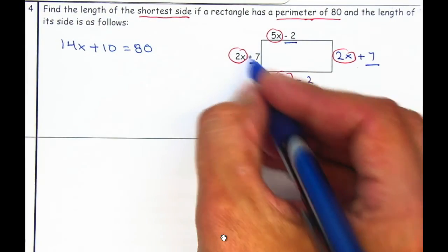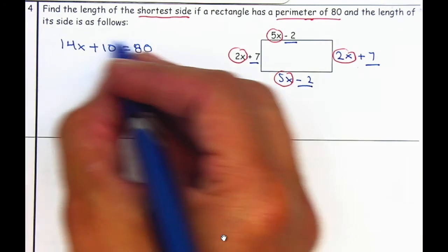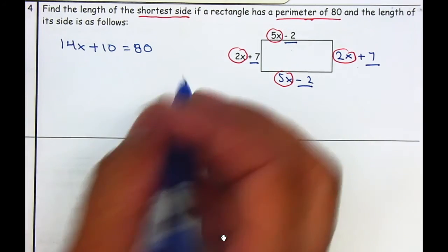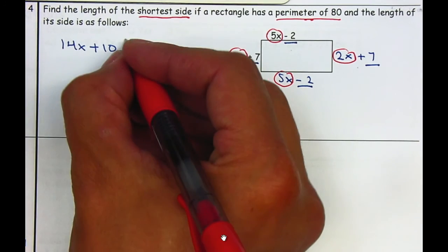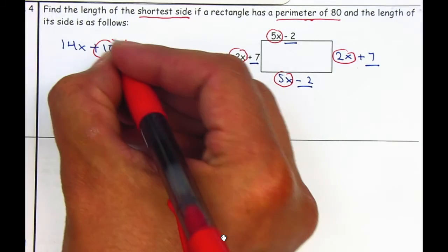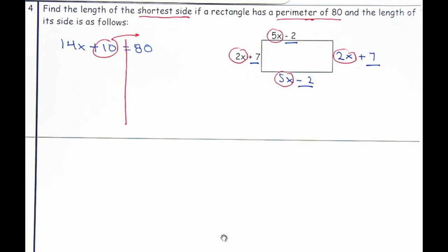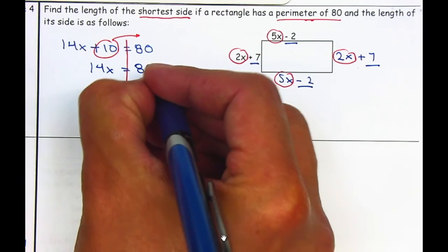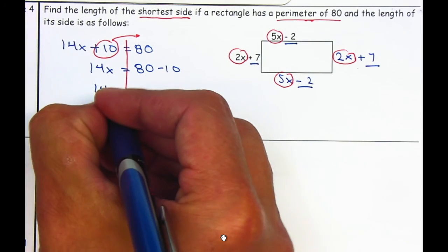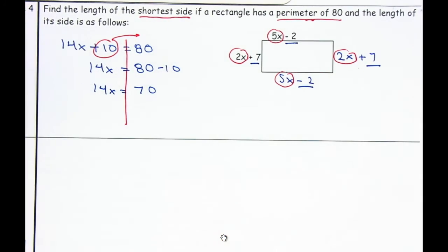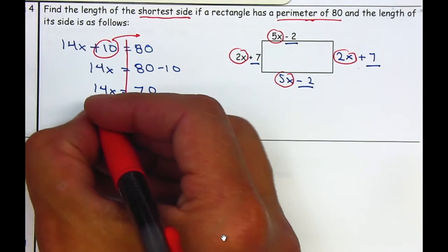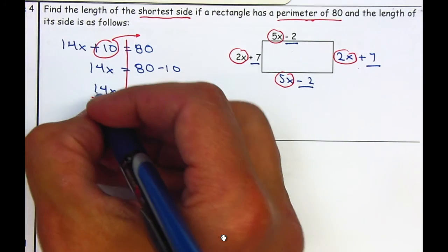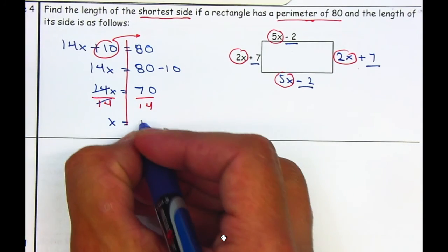Now you can also just write it down on all of them and then do it one by one. But it should give you the same equation. I'm going to solve the equation. I'm going to move my 10 to the right, becomes a negative 10. So we have 14x, 80 minus 10. 14x is equal to 70. Now to solve for x, I'm going to divide by 14. That will cancel. x is equal to 5.